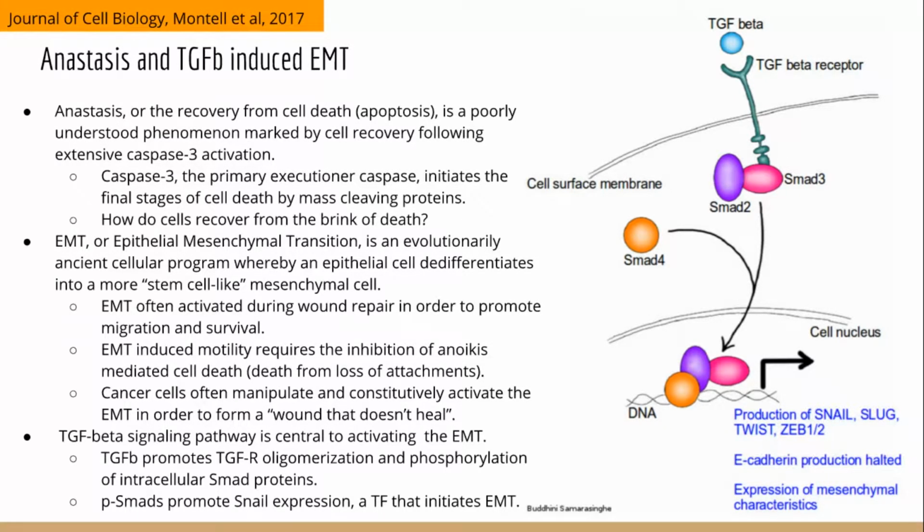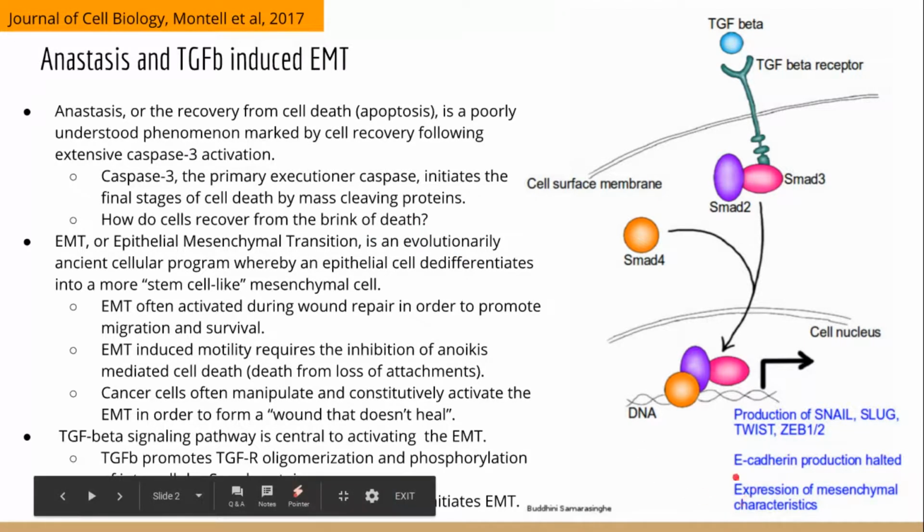So the EMT allows epithelial cells to begin moving, but it also allows epithelial cells to detach from the extracellular matrix. And so in order to become motile, obviously an epithelial cell that dedifferentiates needs to get rid of some of its attachments to the extracellular matrix. And this is done primarily through the loss of E-cadherin. Right down here, we can see E-cadherin production is halted. E-cadherin forms attachment with adjacent cells.